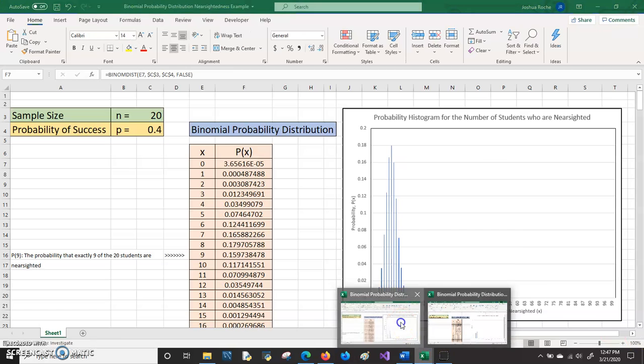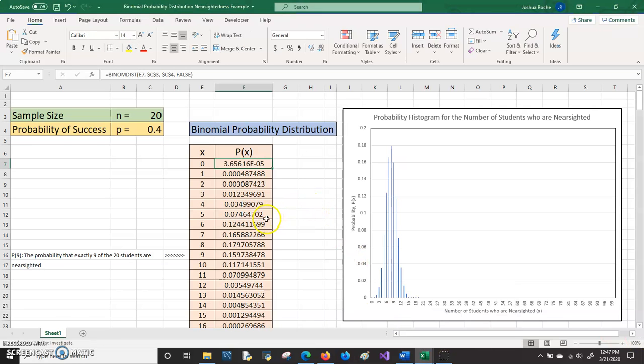And going back to the probability distribution, that's this right here. It's just adding up these three for the probability of 8, 9, and 10. That's what it's asking for.